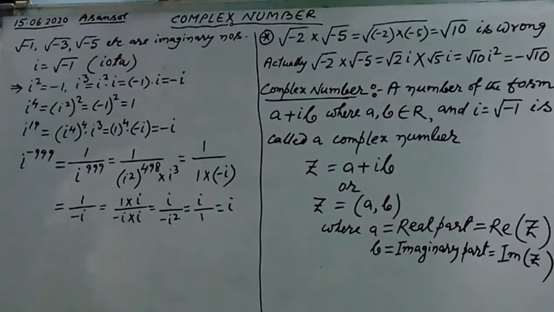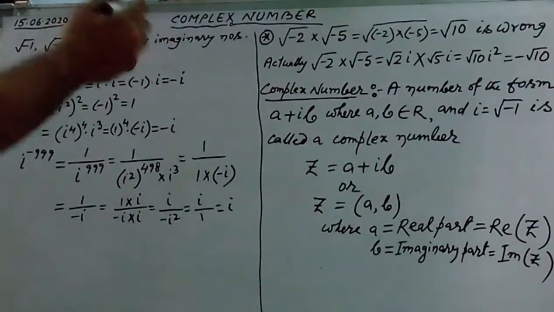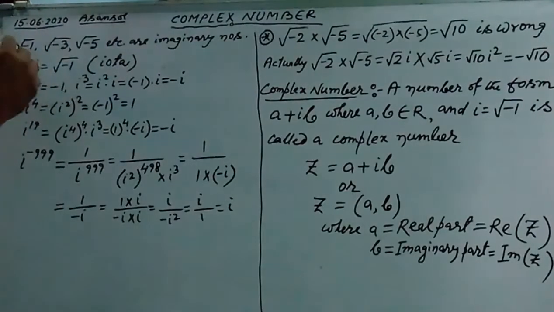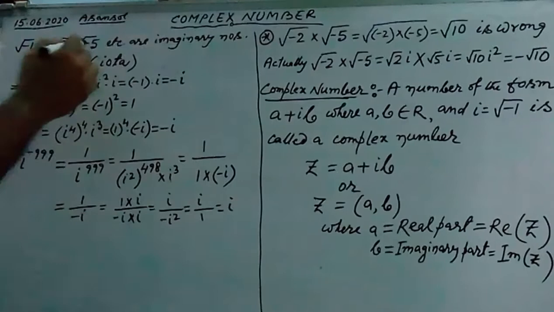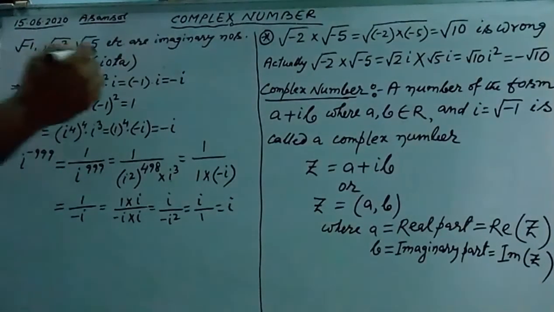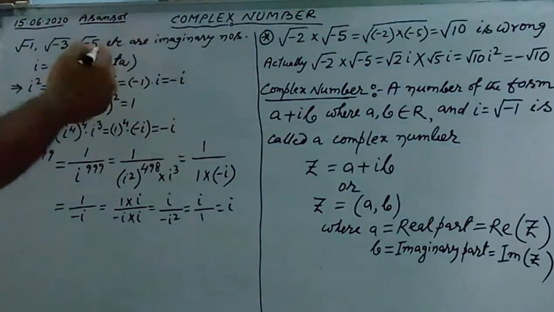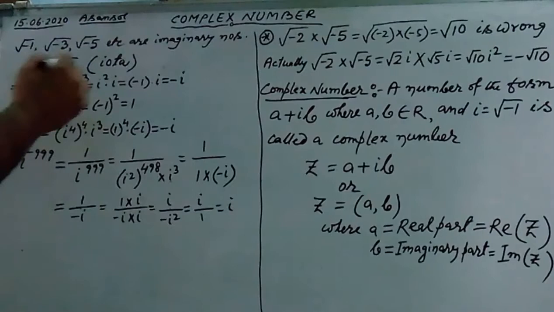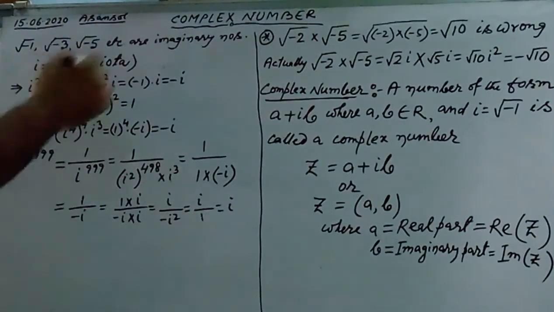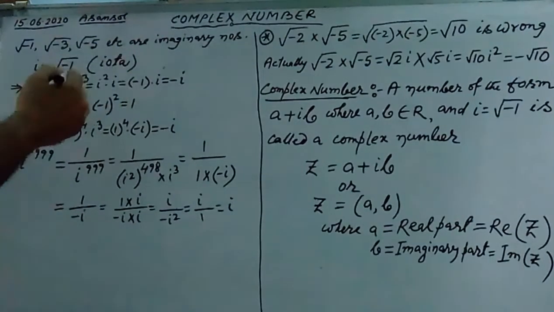Today let's start complex numbers. Square root of minus 1, square root of minus 3, square root of minus 5. These are imaginary numbers. i is equal to square root of minus 1. This is called iota. This name is given after the Greek letter.